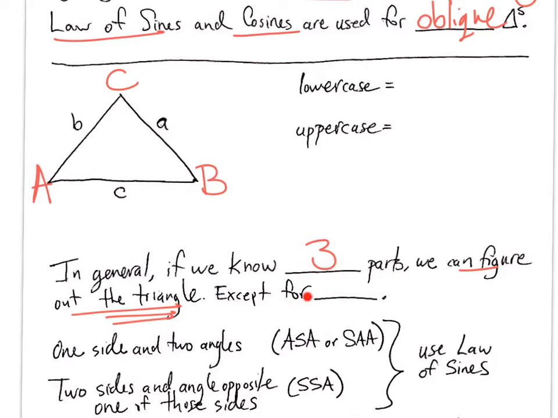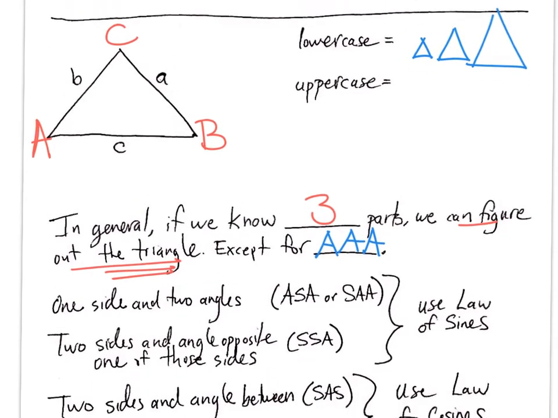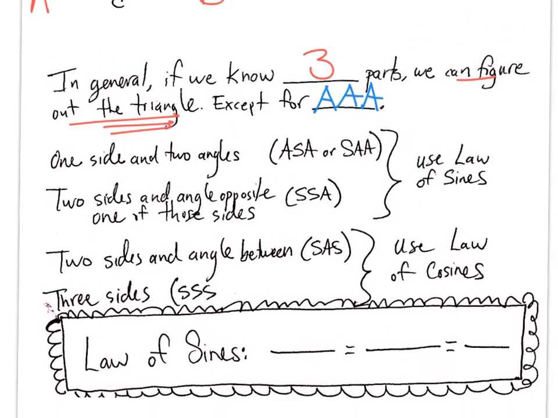The one case where we really can't is if we know all 3 angles, because we could have this little guy, and we could have this guy, and we could have this guy. And do you see how all those triangles have the same angles, but they're definitely different triangles? These are similar, so they have the same shape, but different size. So here you could write except for the angle case. So if this is looking a lot like geometry, that's good. You're doing some remembering.